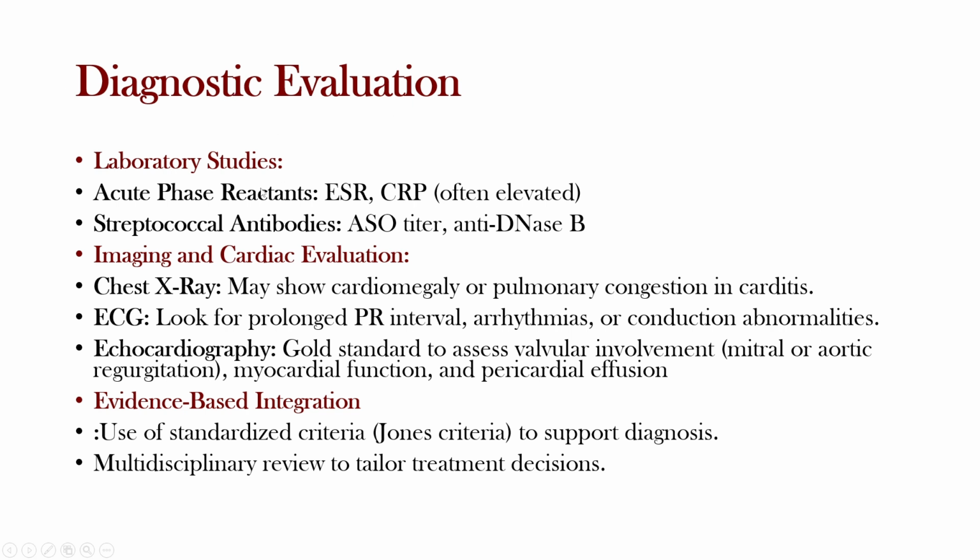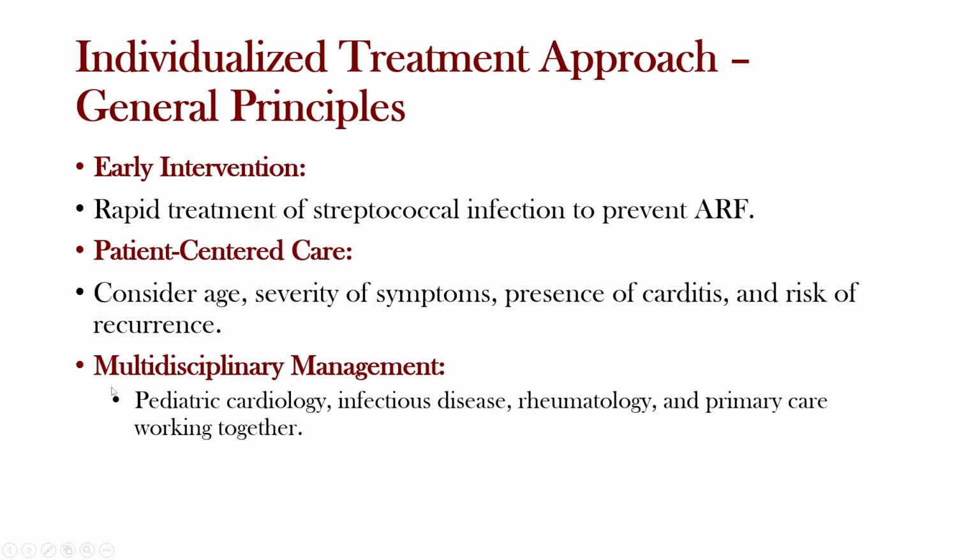So for the diagnostic evaluation, the lab tests usually will show a high ESR and CRP. Streptococcal antibodies will be positive, ASO titer and anti-DNase B. In the chest X-ray, we will see cardiomegaly or pulmonary congestion in carditis. ECG will have, as we said, prolonged PR interval, probably arrhythmias and conduction abnormalities. And the echo, we will see if there is valvular involvement, mitral and aortic regurgitation, myocardial involvement, and pericardial effusion.